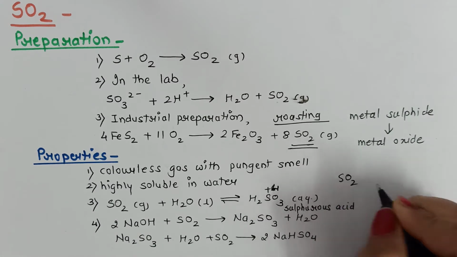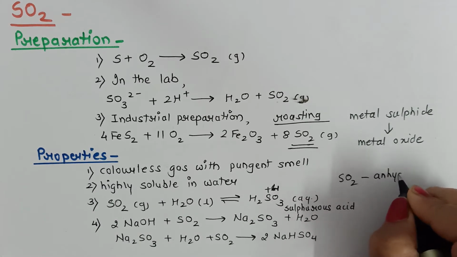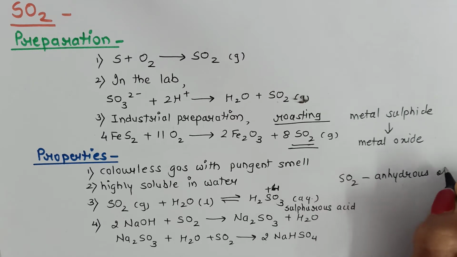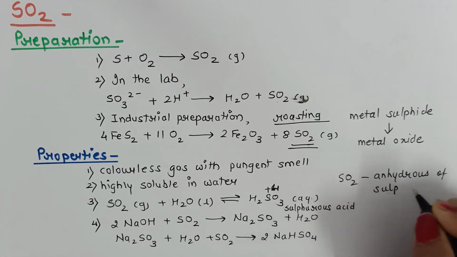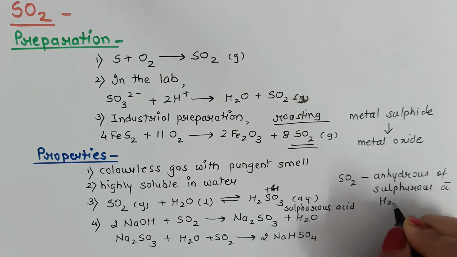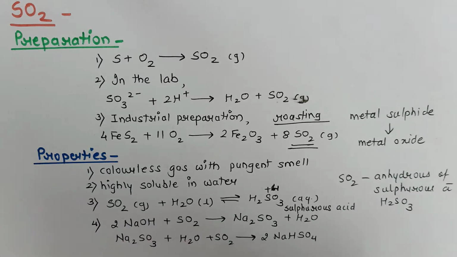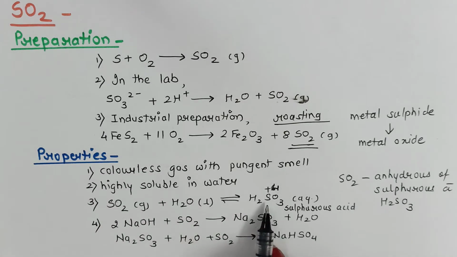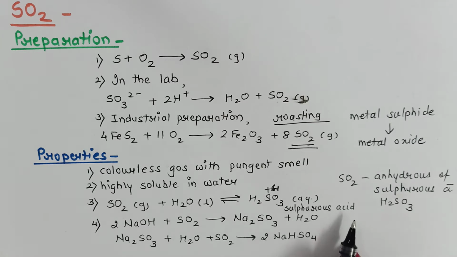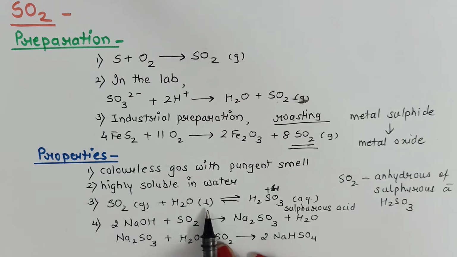SO2 is called the anhydride of sulfurous acid, that is H2SO3. Now here in sulfur, it is in +4 oxidation state. It can easily get oxidized to the next state, that is +6, and therefore sulfurous acid can act as a reducing agent. Sulfur dioxide, when dissolved in water, forms sulfurous acid.